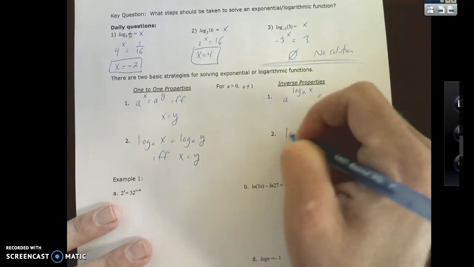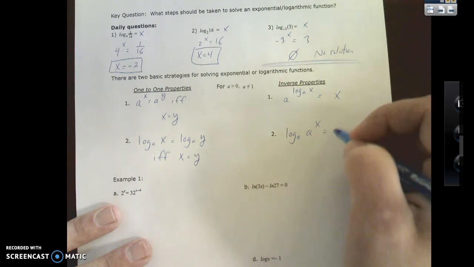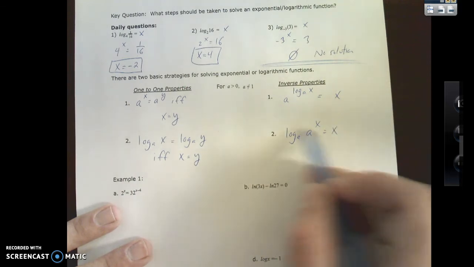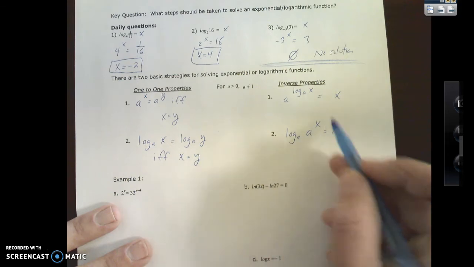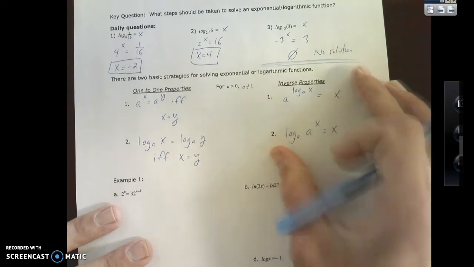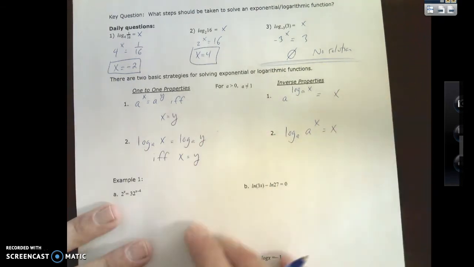You can also do log base a of a raised to the x. That will equal x as well. So if I have log base a of a, these are going to cancel out. It basically becomes 1, and then whatever the exponent is, that's your answer. So again, these ones are kind of tricky. You'll see them in context. They're not bad. These ones are really simple once you get the hang of them.